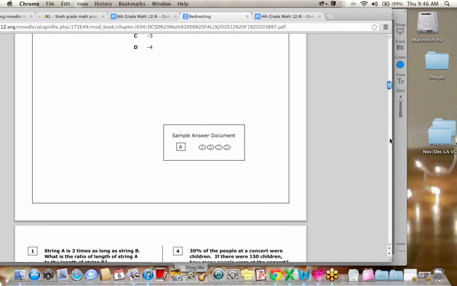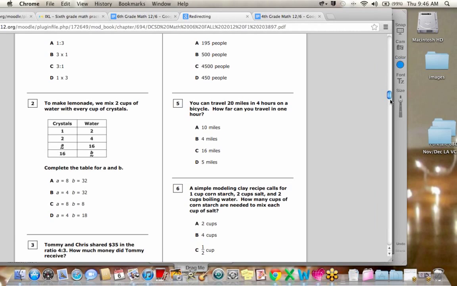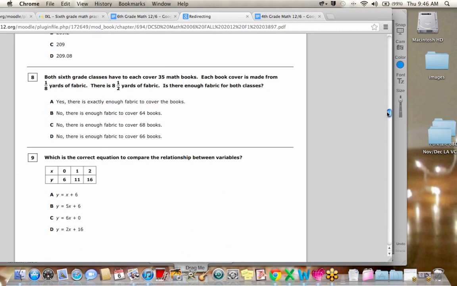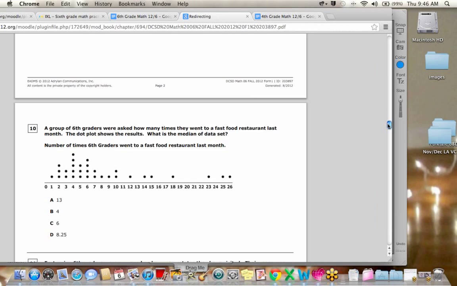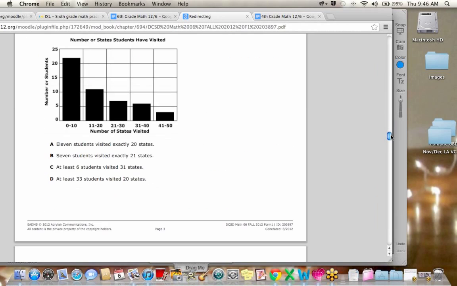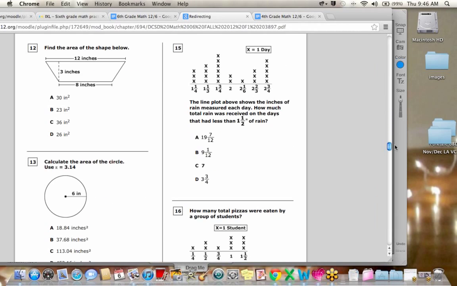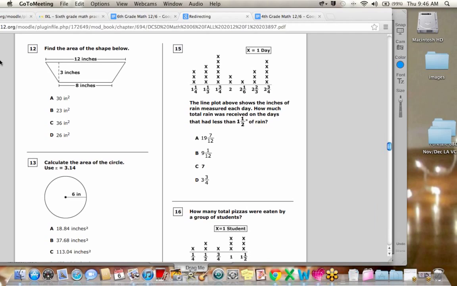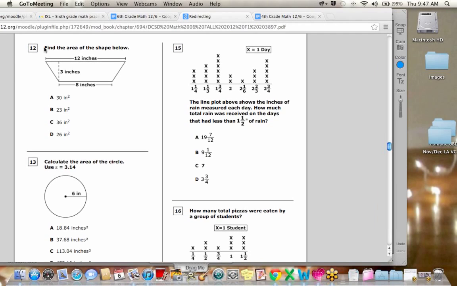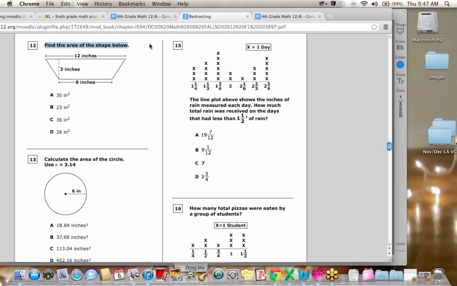It would be really helpful if you guys are working the problems out with me on your scratch paper or in your notebook at the same time. And then, of course, you can either raise your hand or type your response into the chat as you get an answer. Okay, so for number 12, we had to find the area of the shape below.